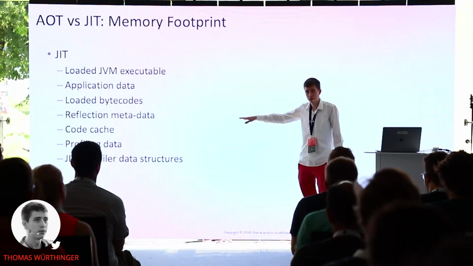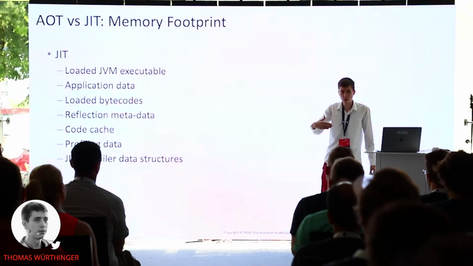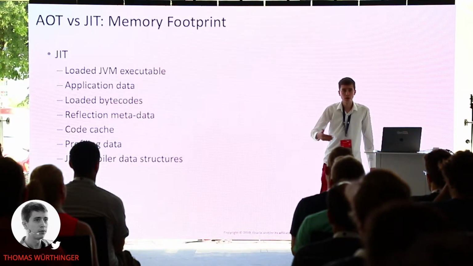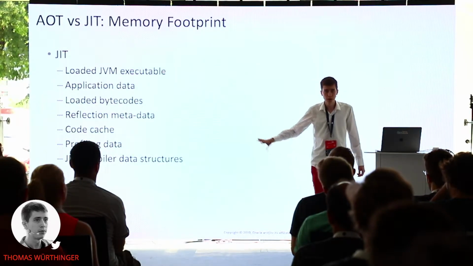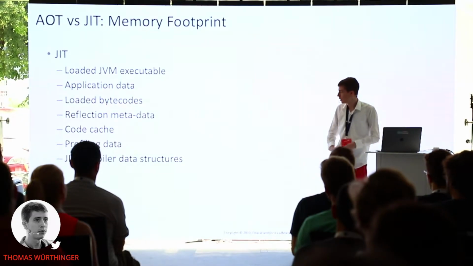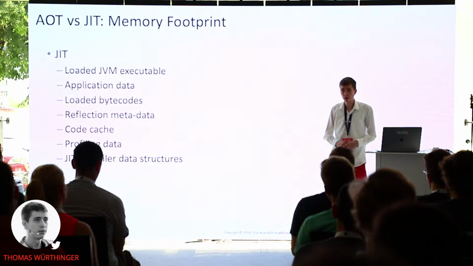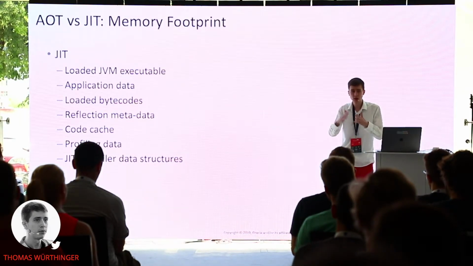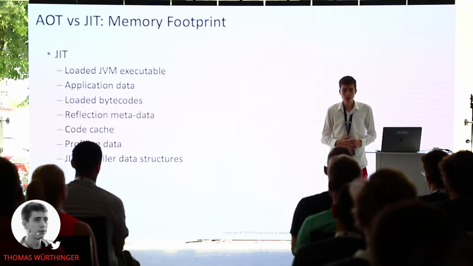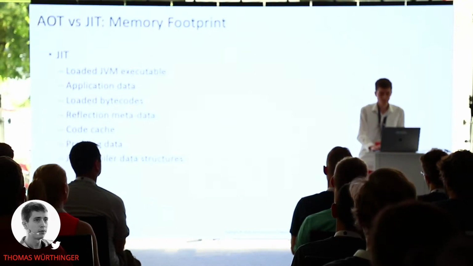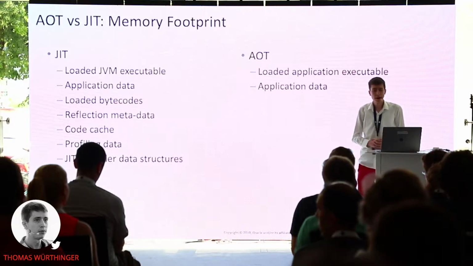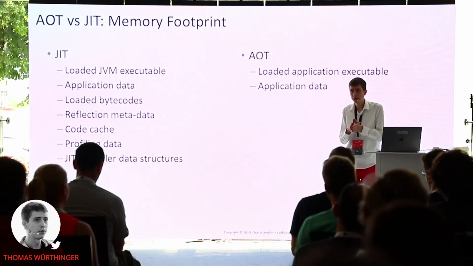You have the code cache. This is where you store your just-in-time compiled code. It also takes memory. And you have the profiling data that is necessary to gather when you want to JIT compile next. The profiling data, as I said, is counters on loops, counters on branches, etc. And finally, the JIT compiler can also take up data, hopefully only temporarily, only during the compilation process, but still you often have some caches lying around that will permanently affect your memory consumption. In AOT mode, well, you load the application executable, and that's in memory, and you get the application data in memory.